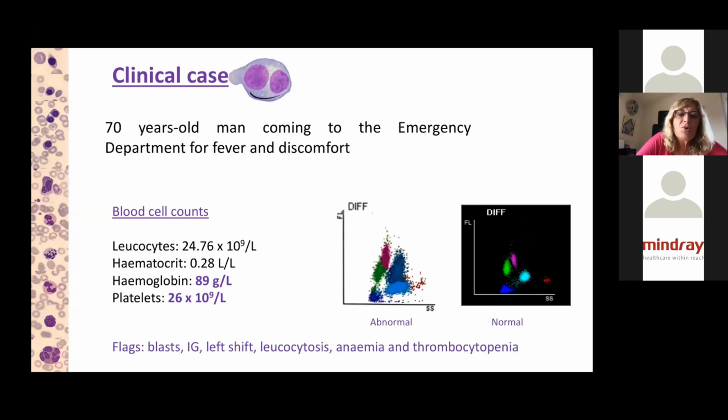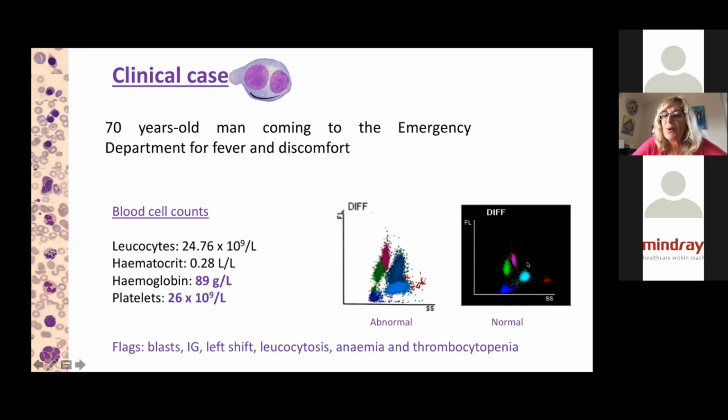The blood cell counts reveal a little bit high leukocyte counts, low hemoglobin, low platelet counts, and also different flags: blast, immature granulocytes, left shift, leukocytosis, anemia, and thrombocytopenia. And the dispersion diagram of the leukocytes is also abnormal.